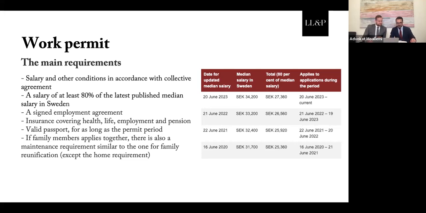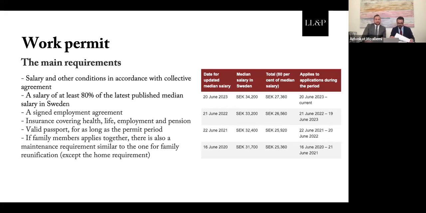Before we move on, I could just add that in regards to passport, also in family reunification cases, the applicant of course needs to have a valid passport and at least 2 years time left, because otherwise the permit that the migration agency grants will be less than 2 years. So this is something that's important there as well.